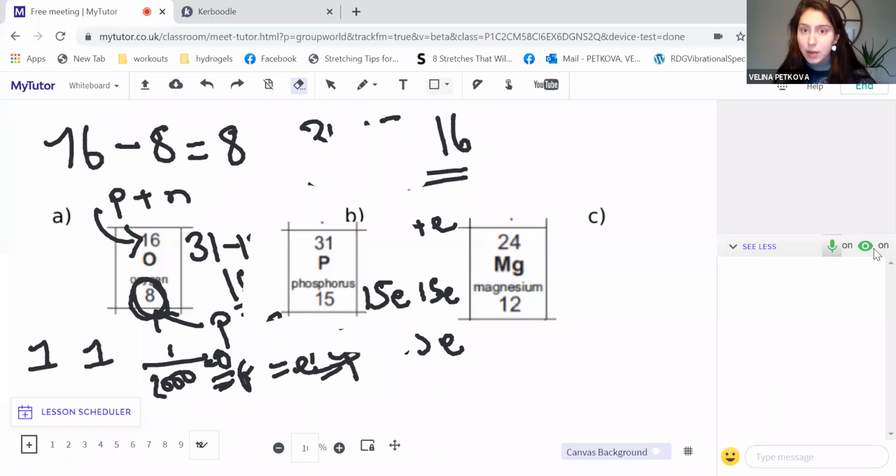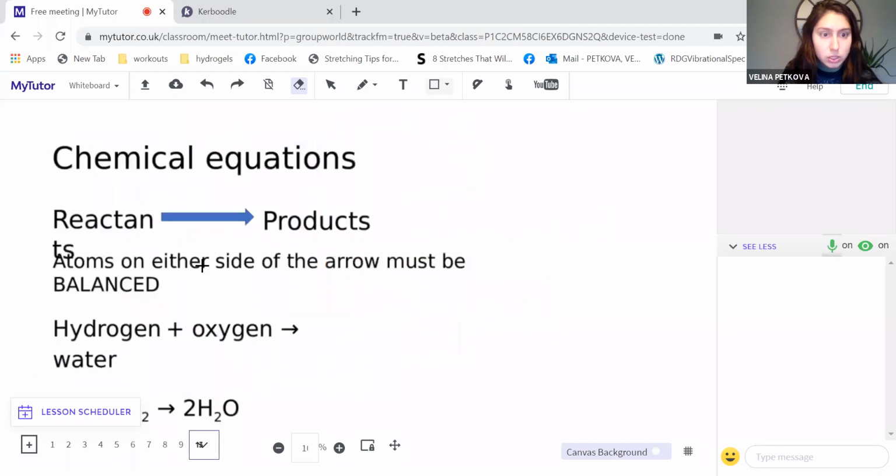Okay, so let's carry on. This is for year 10 and year 11, like the start of the course, so it's really good to have a good understanding of this part as it comes up quite commonly. Let's move on to chemical equations then. We have our reactants on one side. Our reactants are always on the left-hand side, and they go to form our products.